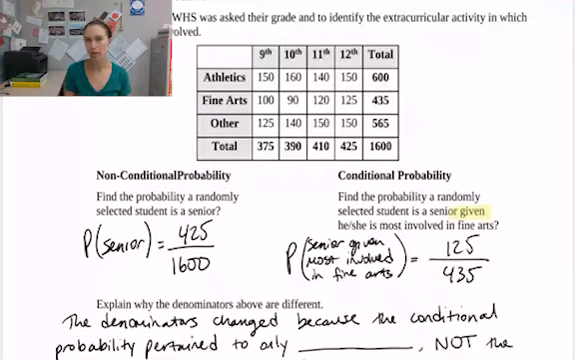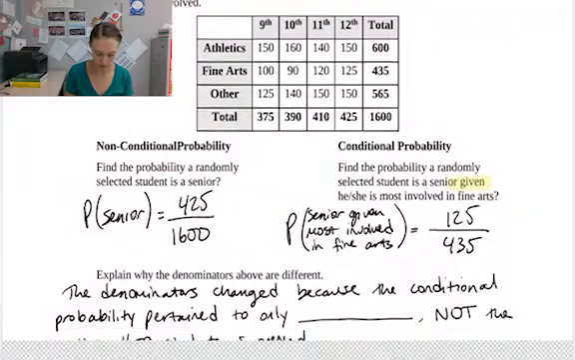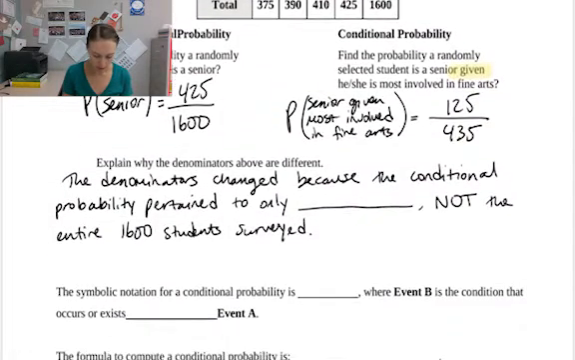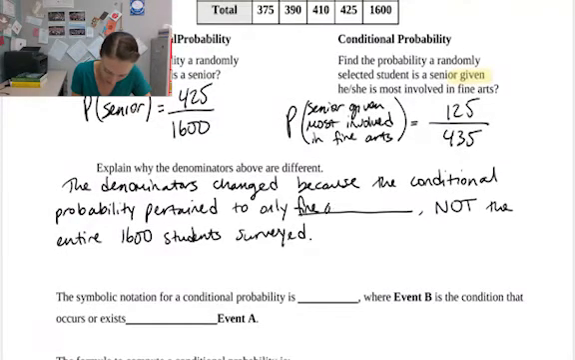They'll tell you that we're only looking at one specific subset of the population or the sample, as opposed to looking at all of the people that are sampled. Now, why are the denominators above different? The denominators change because the conditional probability pertained to only fine arts students, not the entire 1,600 students that were surveyed.